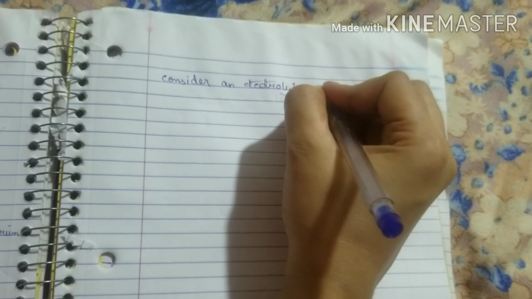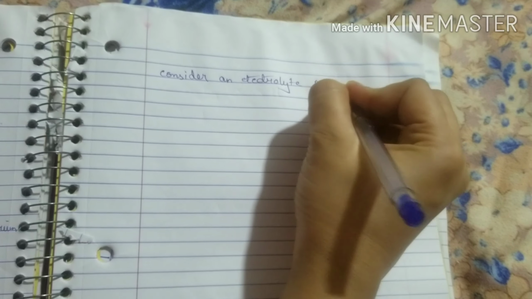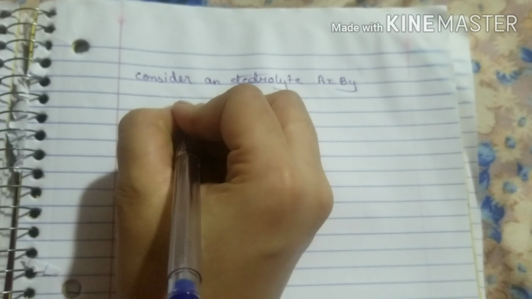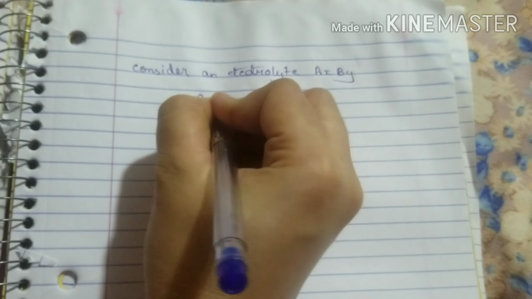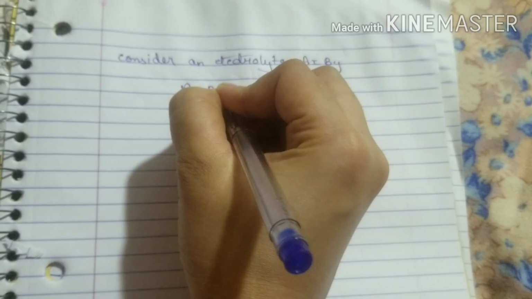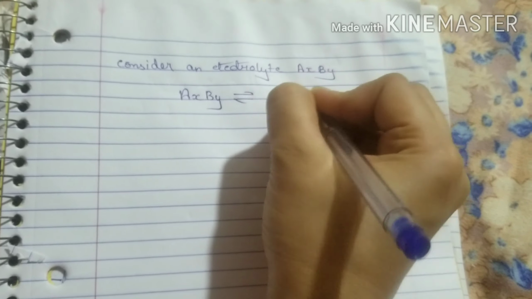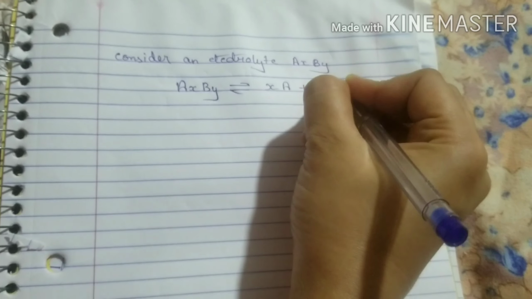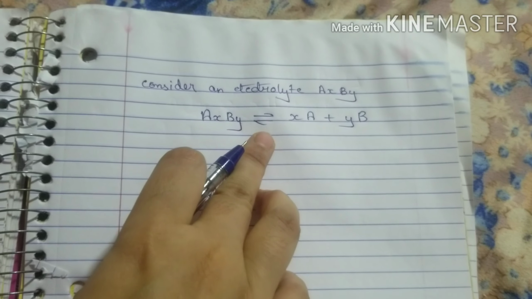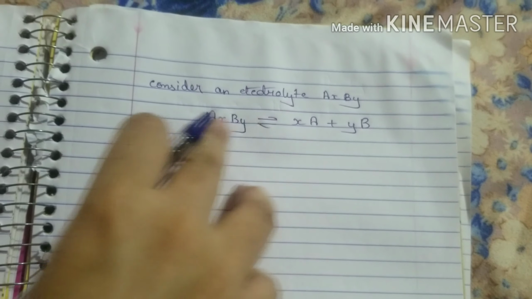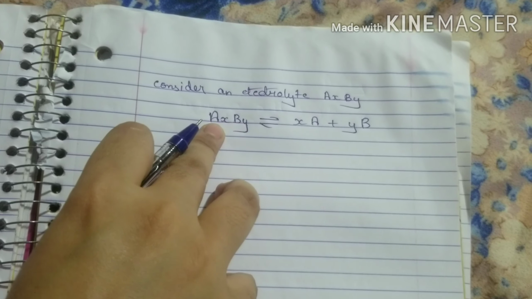Say AXBY. Now if it is an electrolyte, it is going to dissociate. So AXBY is going to dissociate as XA plus YB. Why have I put the reversible sign here? Because you can get your reactant back.